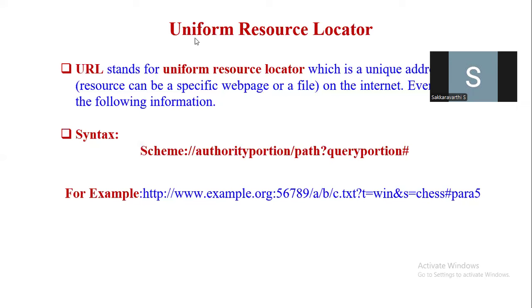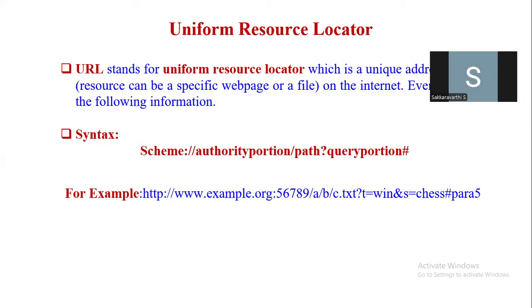Then the next one is the Uniform Resource Locator, which is the unique address for the resource on the internet, right? In order to access a resource on the internet, the URL is essential. The general syntax is scheme, colon, double forward slash, authority portion, slash, path, question mark, query portion. Scheme means your protocol, HTTP or FTP or Telnet, etc. This is followed by the authority portion, then the path, then the query portion.